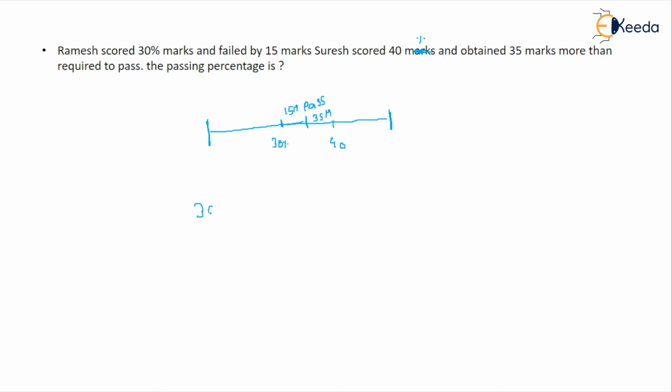So you can see that person scored 30% marks, and he is short of how many marks? 15 marks to pass, right? If he had scored 15 marks more, he could have passed the examination. If that person scored 40% marks, then he scored 35 marks more than required to pass, right? So they ask how much the passing percentage is. You can see there is a difference of 10% between these two, 30 to 40%. And how many marks lie between this? 15 plus 35, that is equivalent to 50 marks.